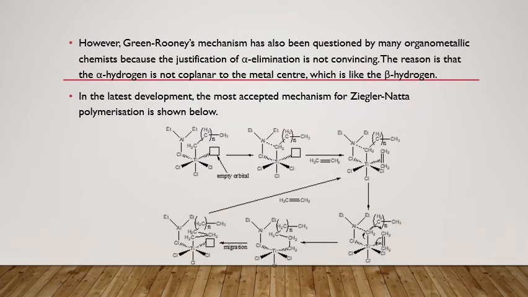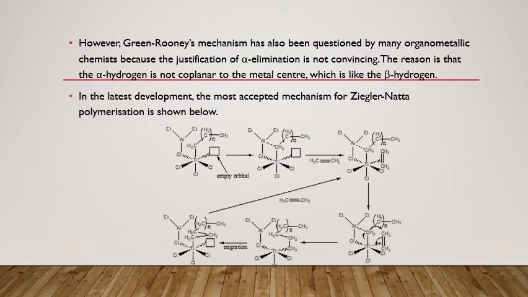But then many organometallic chemists question the mechanism because the justification of the alpha elimination is not convincing. The reason is that the alpha hydrogen is not coplanar with the metal center like the beta hydrogen. For the elimination process to occur, they need to be in a coplanar position. But the alpha hydrogen is not coplanar. So the Green-Rooney mechanism has been questioned by the organometallic chemists.